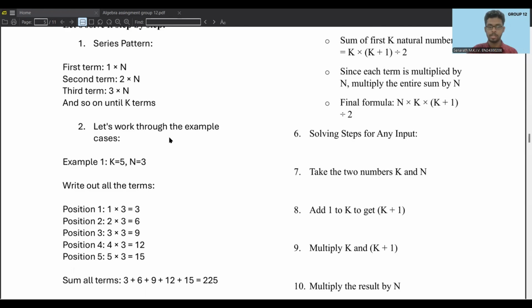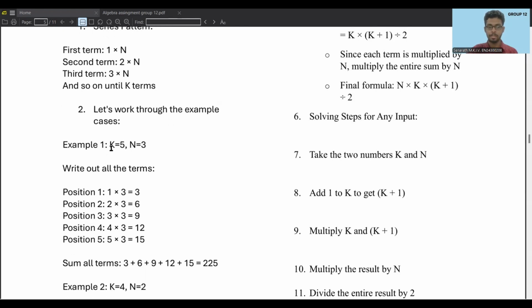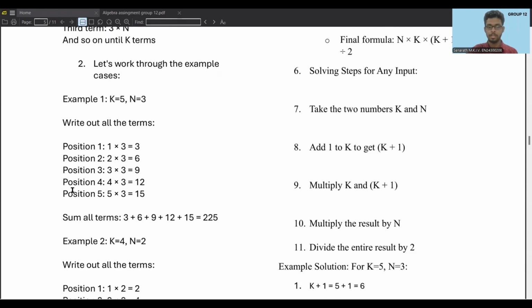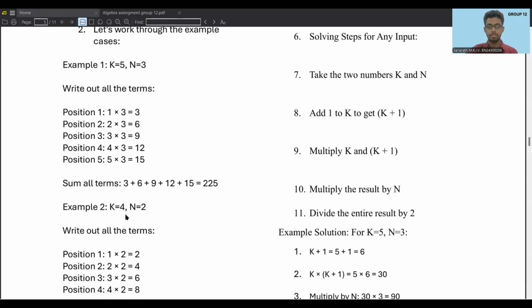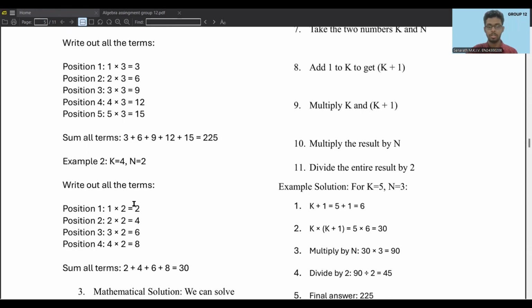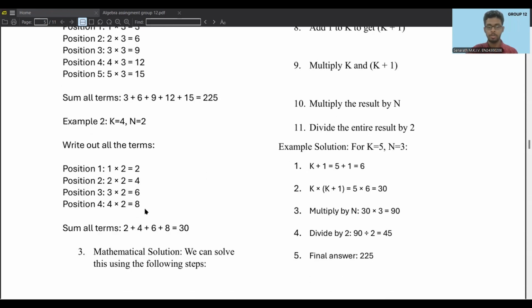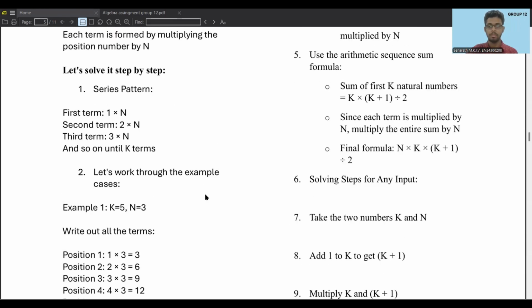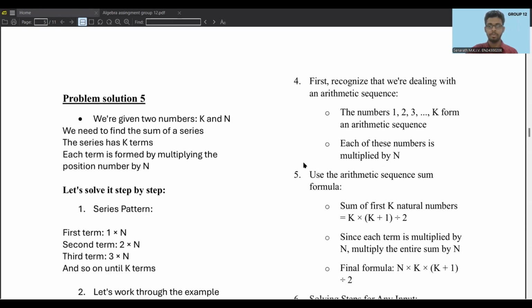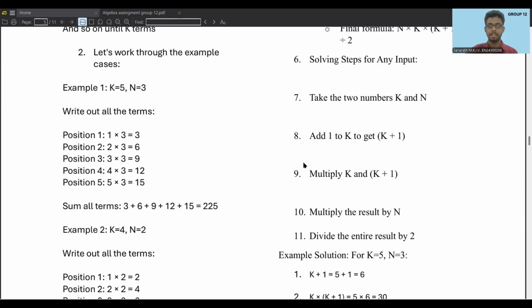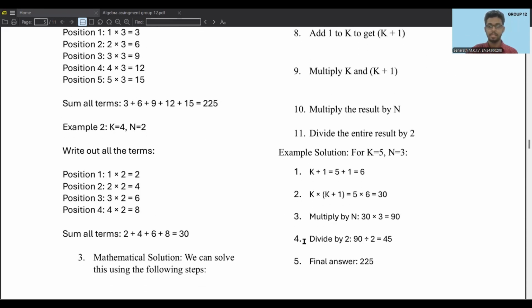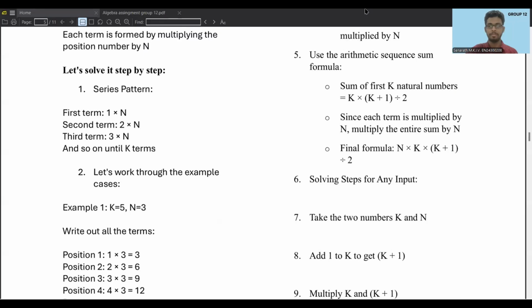Let's work through the example cases. Example 1, k equals 5 and n equals 3. Write out all the terms in this position and sum all terms, which equals 225. Example 2, k equals 4 and n equals 2. Write all the terms and sum all the terms, which equals 30. Mathematical solution, we can solve this using the following steps: 4, 5, 6, 7, 8, 9, 11, and the final answer is 225. Problem 6.